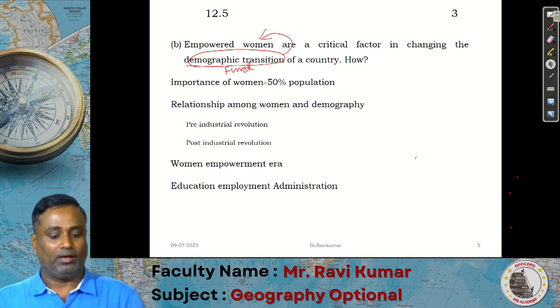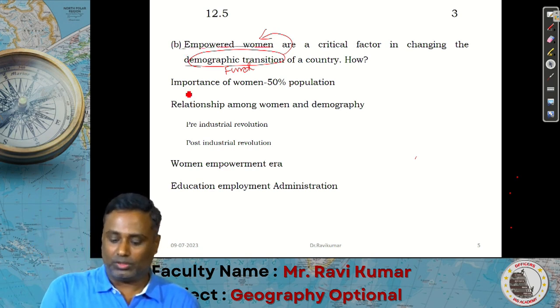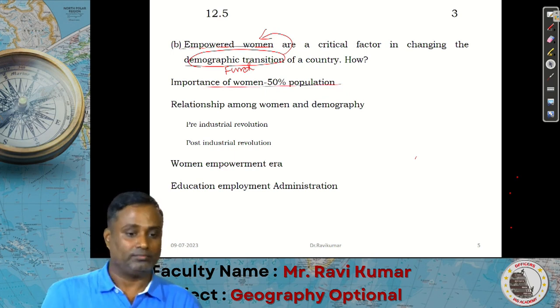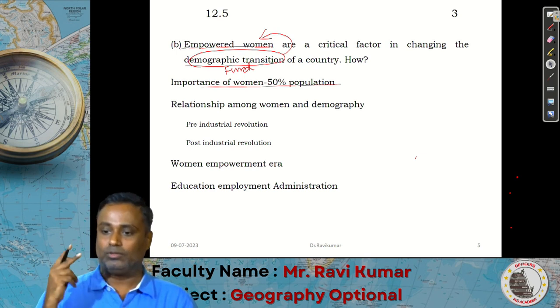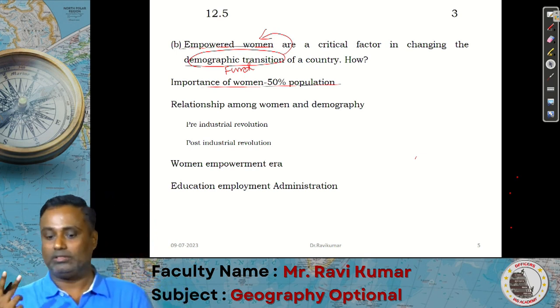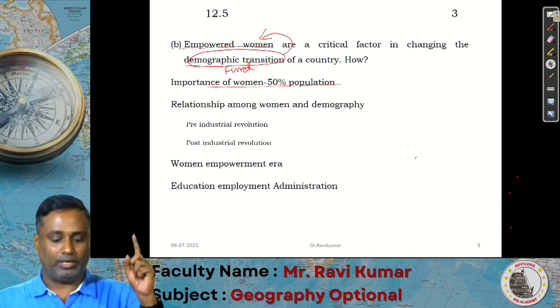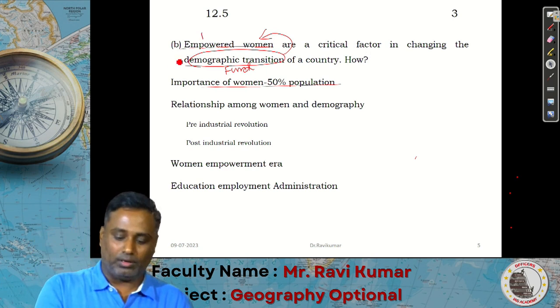So we have to write first about what they started with, the empowerment of women. We start with the importance of women: 50% of the population. We should not start with the demographic transition, because this is a two-way question. This is called a multi-element question. The two elements given are empowered women and demographic transition.